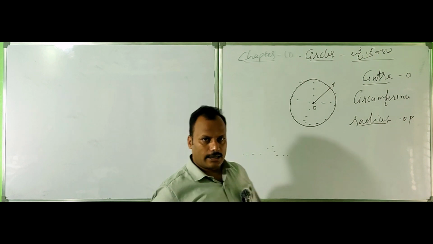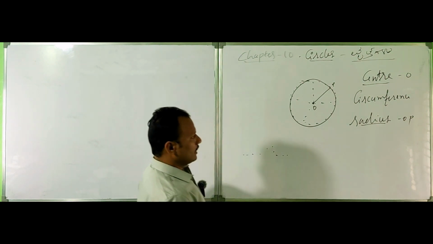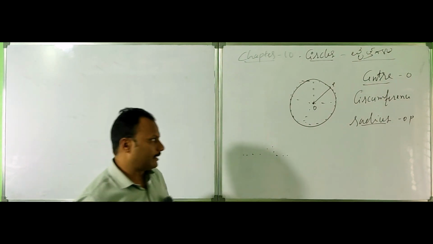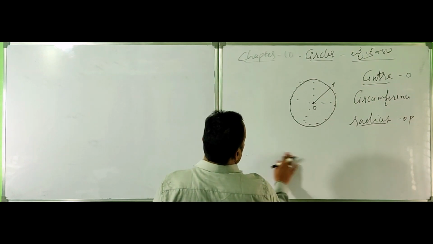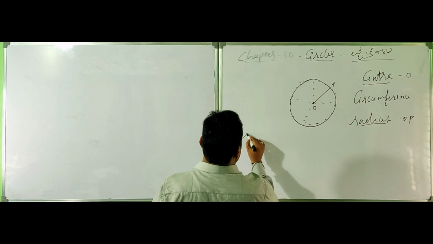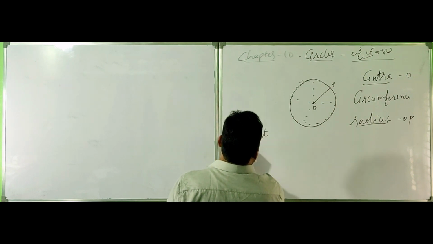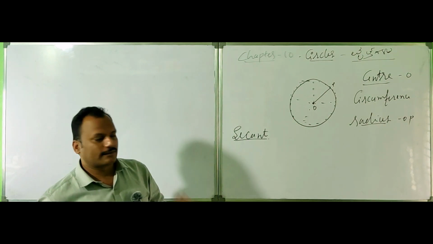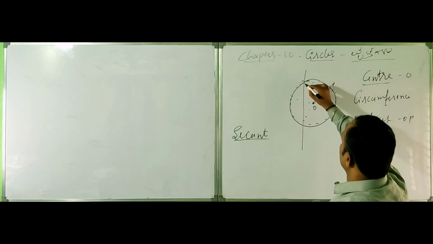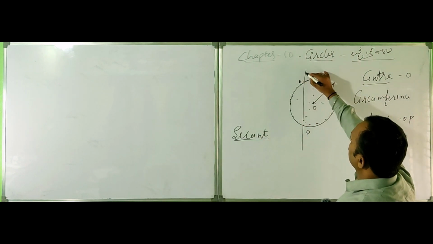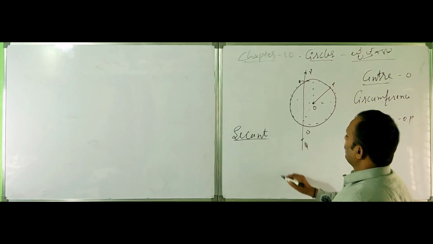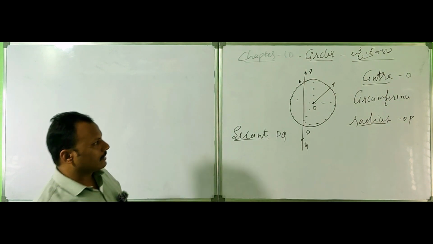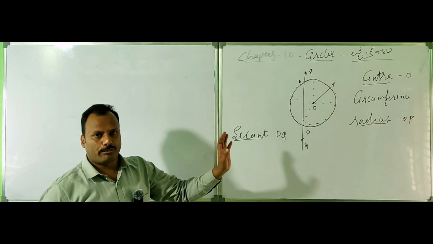Okay, then directly I will go to the secant. First take the secant, very important. Secant is the line that cuts the circle at 2 points. Line cuts at A, B, P and Q. Here PQ is a secant. Secant is the line that cuts the circle at 2 points.